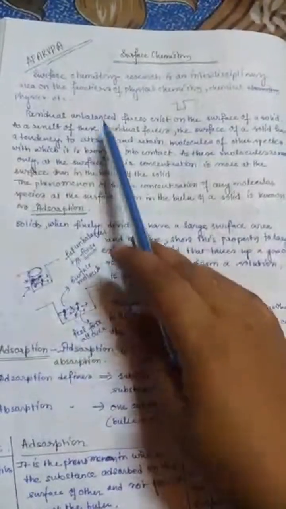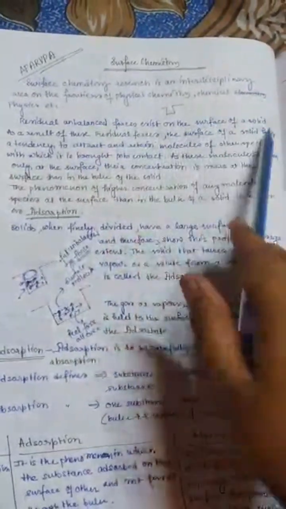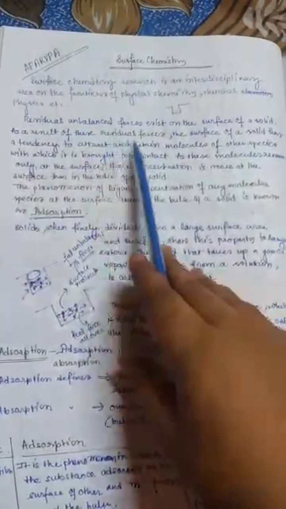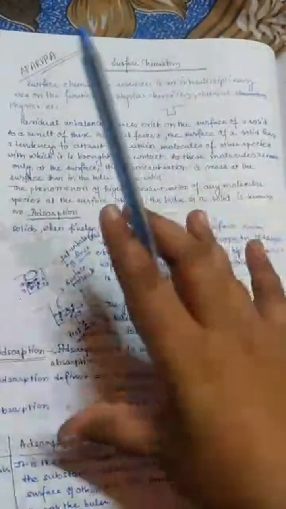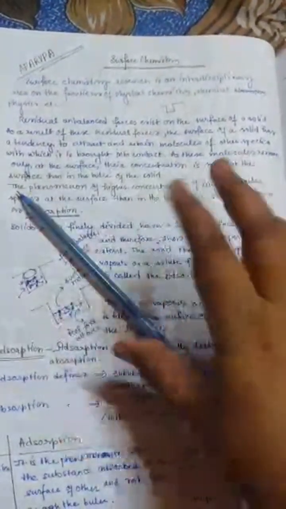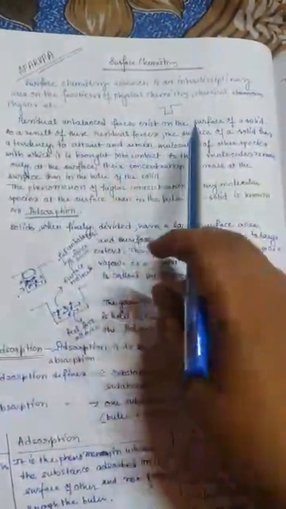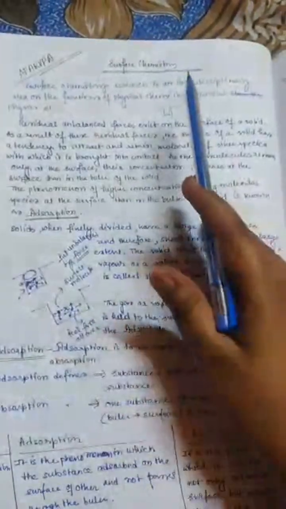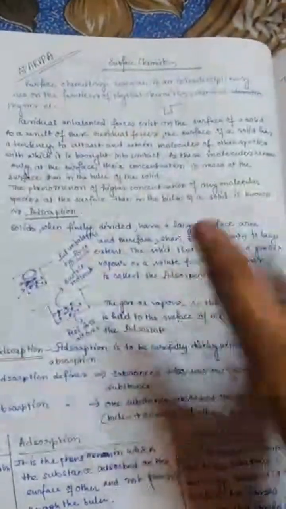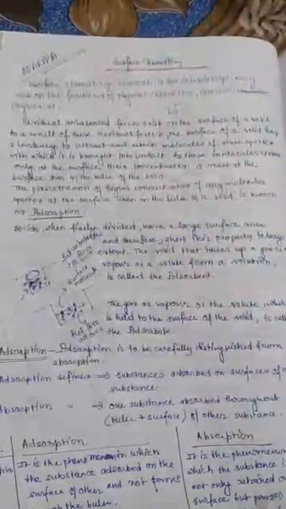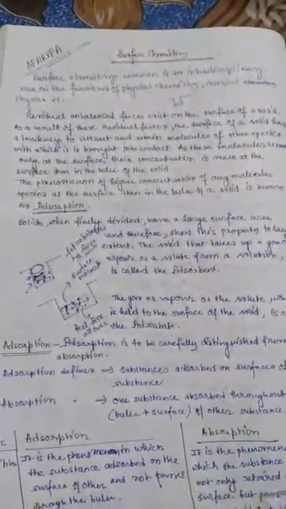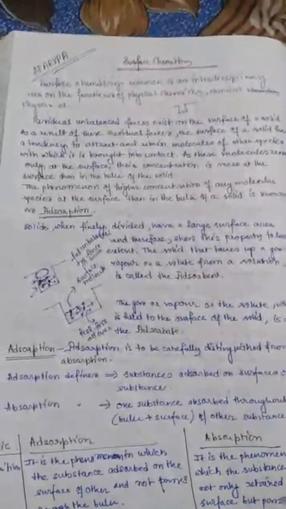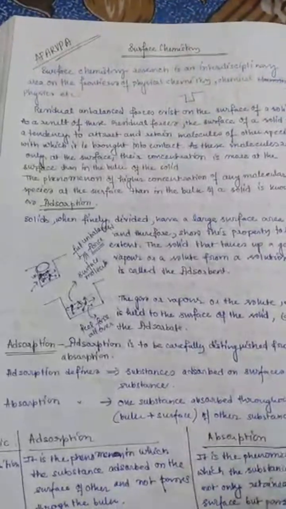Okay, so residual unbalanced forces exist on the surface of a solid. As a result of these residual forces, the surface of a solid has a tendency to attract and retain the molecules of the species with which it is brought into contact. That means adsorption is a surface phenomenon. From the name itself it is understood that this is a surface, this is chemistry. Surface means the whole of the things connected to the surface, and the portion of chemistry in which surface phenomena are deeply studied is called surface chemistry.